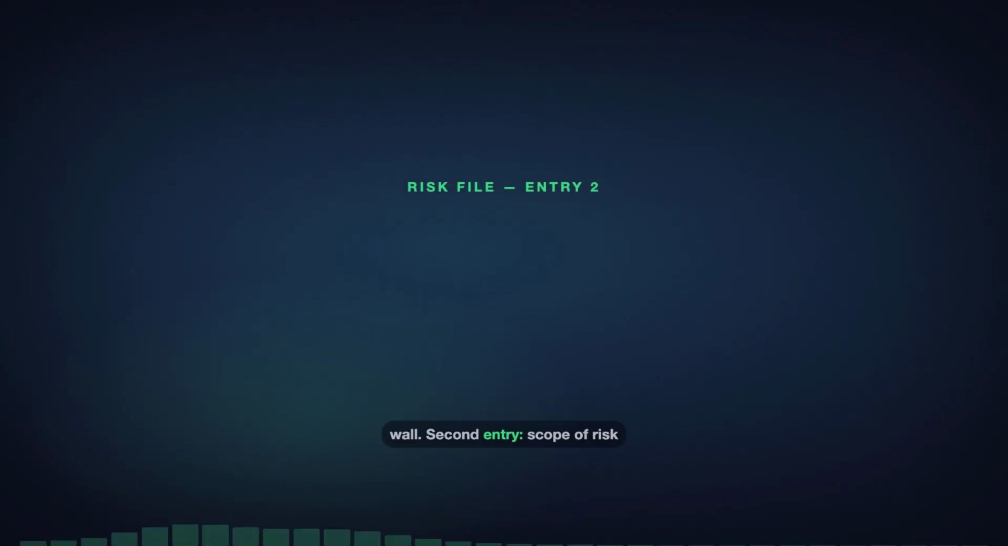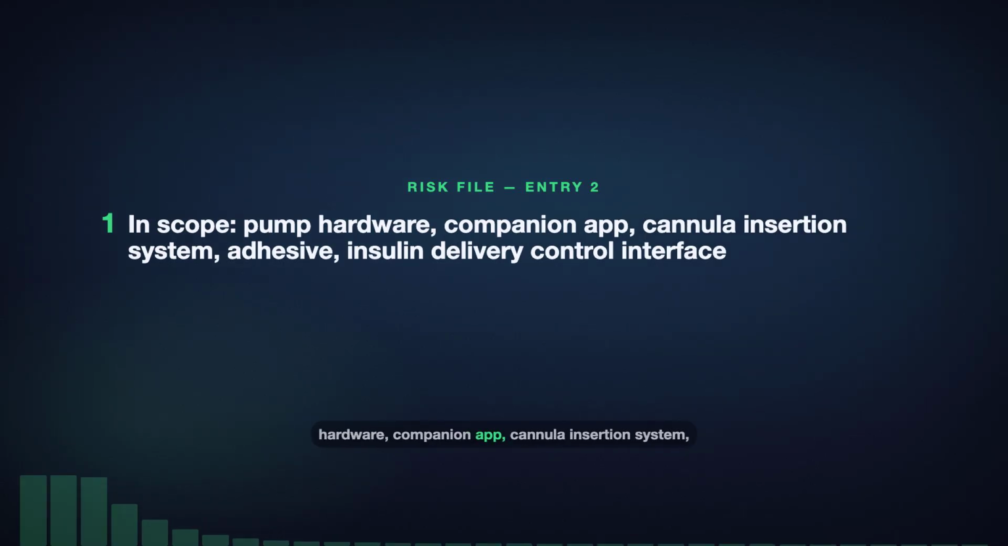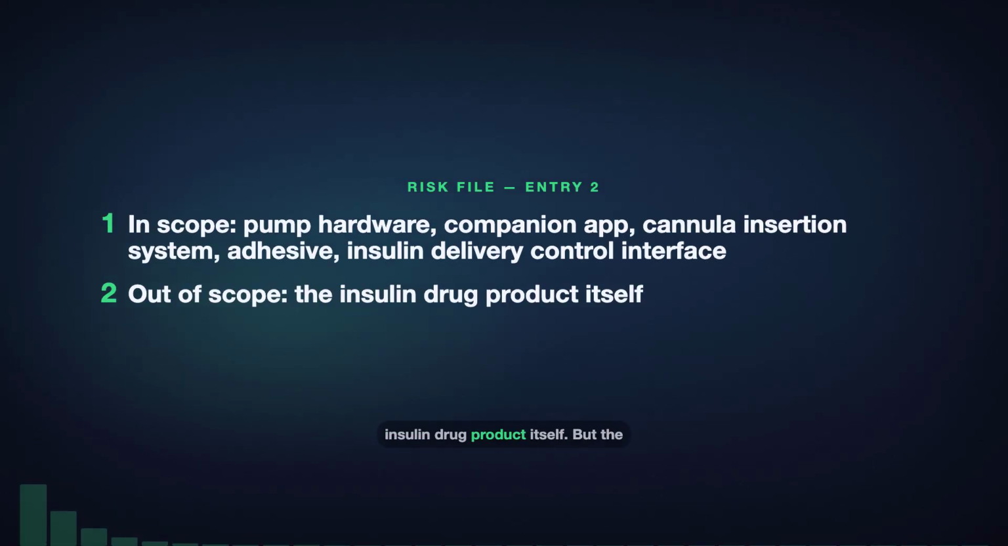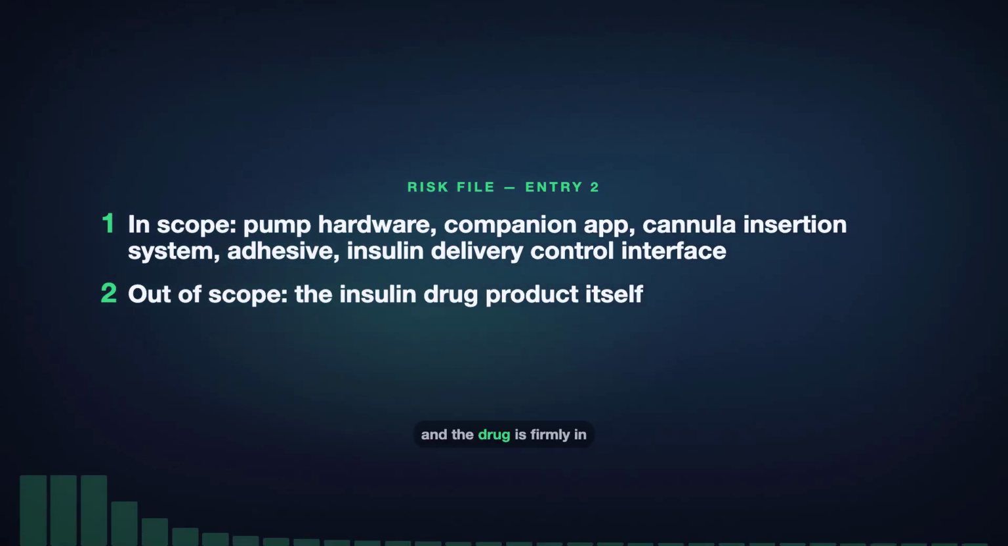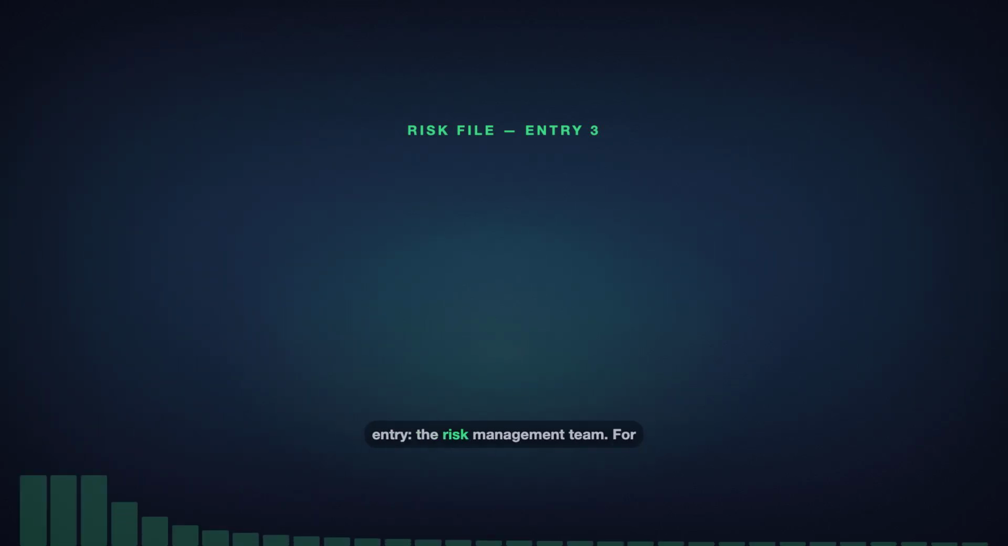Second entry, scope of risk management activities. In scope for WearPump, the pump hardware, companion app, cannula insertion system, adhesive, and insulin delivery control interface. Out of scope, the insulin drug product itself, but the interaction between the device and the drug is firmly in scope. Third entry, the risk management team.